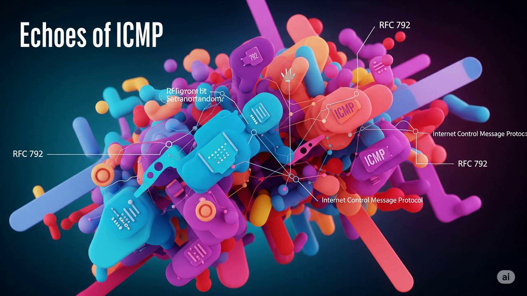Huh. Is that still used? Seems like DHCP handles that now. Right. DHCP is the standard way hosts get their network configuration today. This ICMP method is more of a historical footnote, but it shows they were thinking about how devices could discover their network context early on.